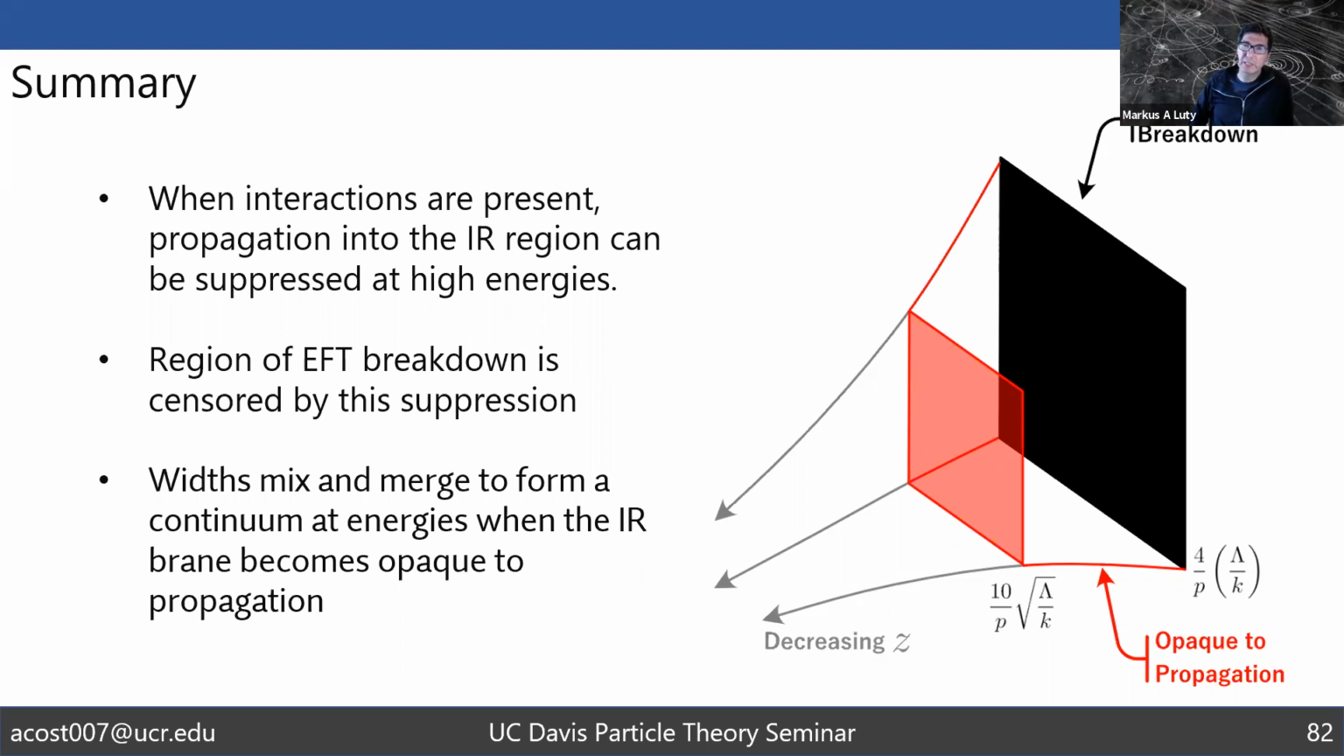If you just had zeta, what would happen? If you just had zeta, I believe there should still be some opacity effect. You would probably get it by comparing. Actually, let me think about that. If you just have zeta, my intuition is that you should still have opacity, but you would also have the EFT breakdown region as well.